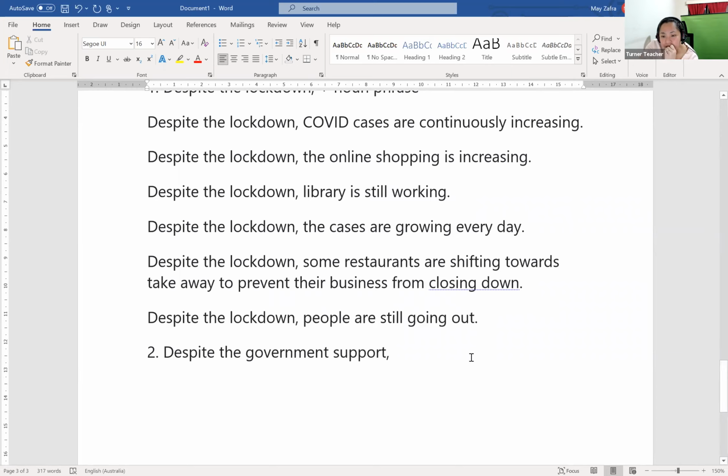Despite the lockdown, real estate inspections are not available. That is not opposite, Richie. That is cause and effect. I want opposing views. Please fix that. Okay, teacher. Despite the lockdown, the fruit and vegetable shops are always open. Yes, this is correct.